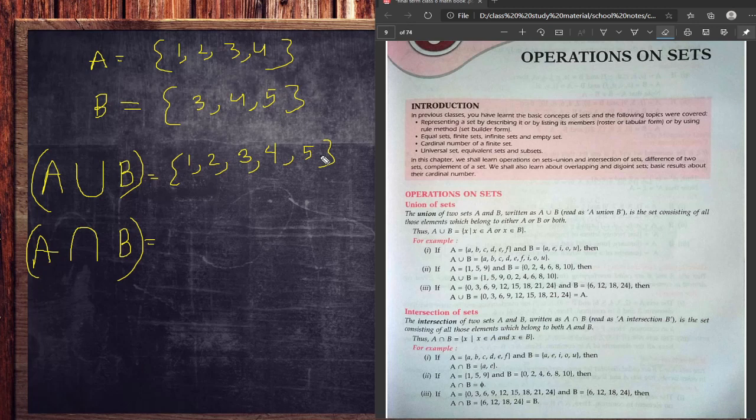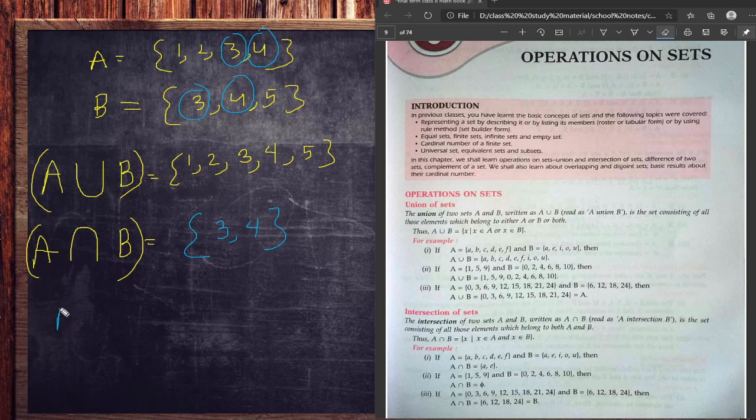Coming to intersection right now, in this intersection part we have to do totally the opposite of union. We only have to choose the common part between these two. As we already know, the common part is 3 in both cases and 4 as well. So intersection will always choose the common part in proper sequence. So don't write 4, 3, always try to write in sequence.